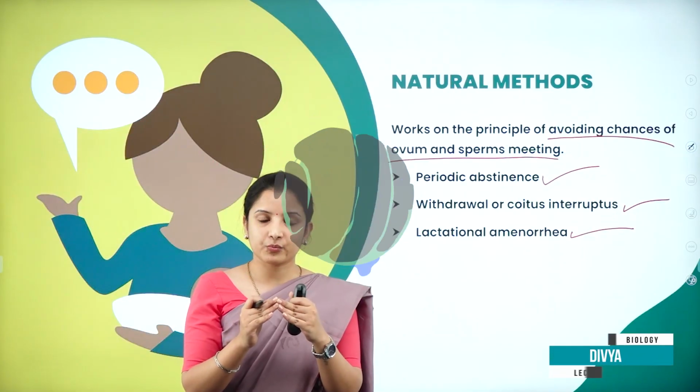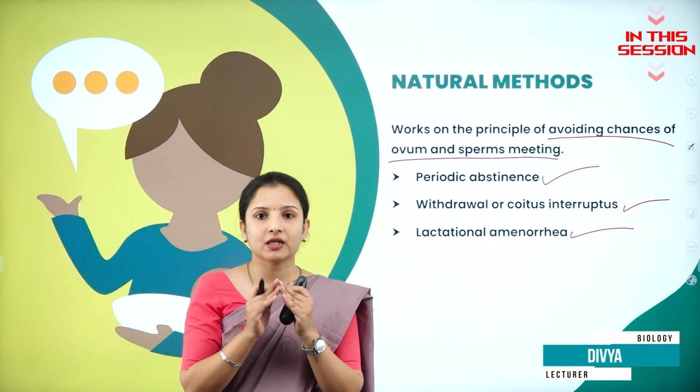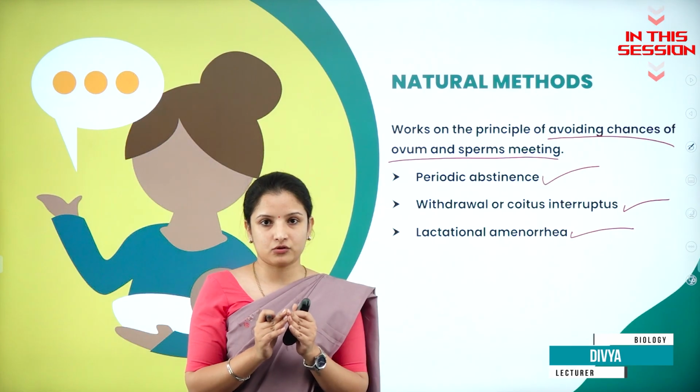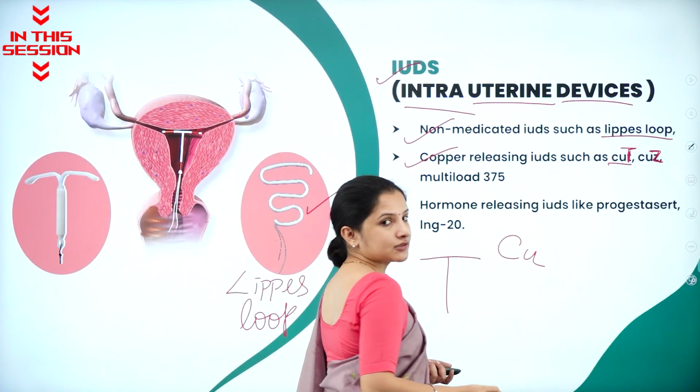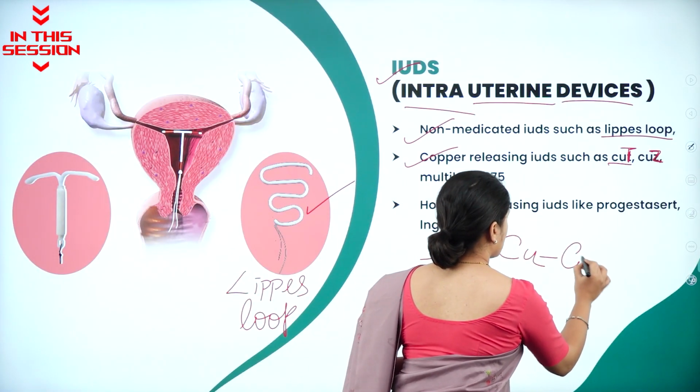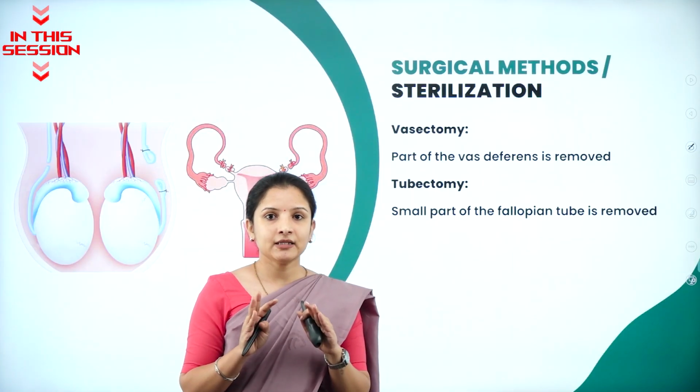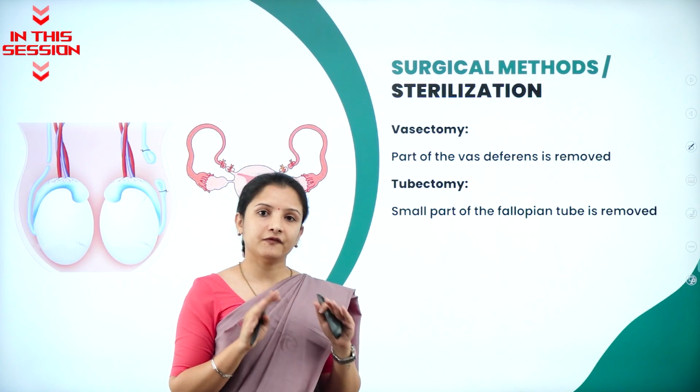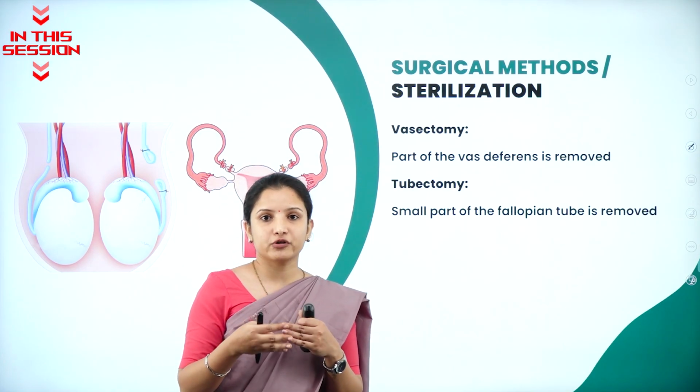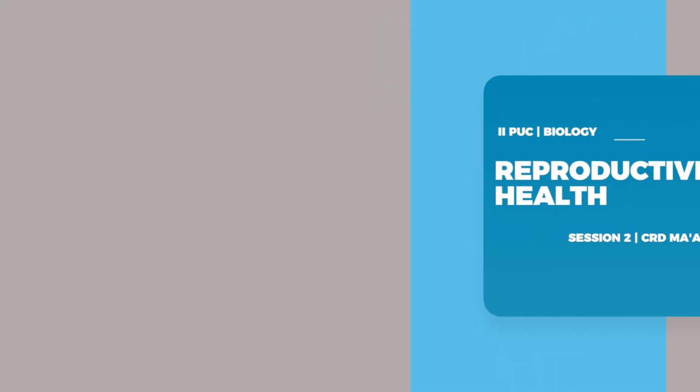So gonadotropin is a hormone which is very, very important for ovulation to take place. In chemistry, Cu is the chemical symbol for copper. Cu stands for copper. Always remember, sterile means infertile and fertile means capability to produce the egg or the ovum.